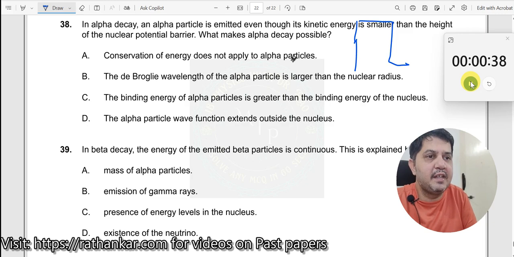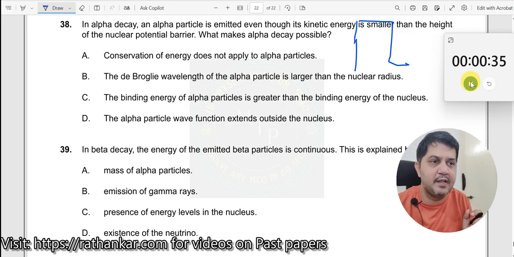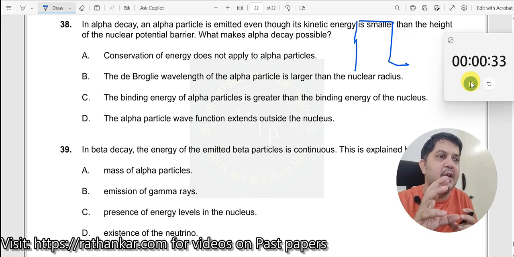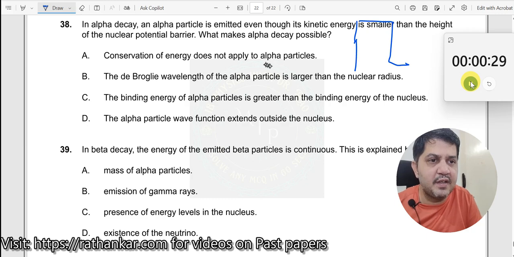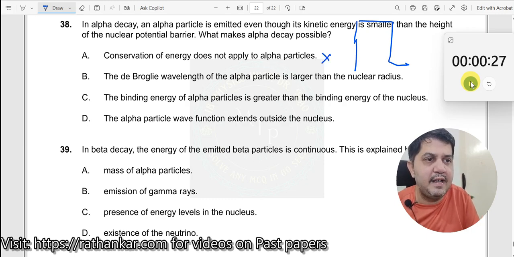What makes the alpha decay possible? So where is the alpha particle getting emitted? It is getting emitted from a radioactive nucleus. It is not available outside, right? So therefore, conservation of energy does not apply. No. So why does it emit? It's very clearly given in the question.